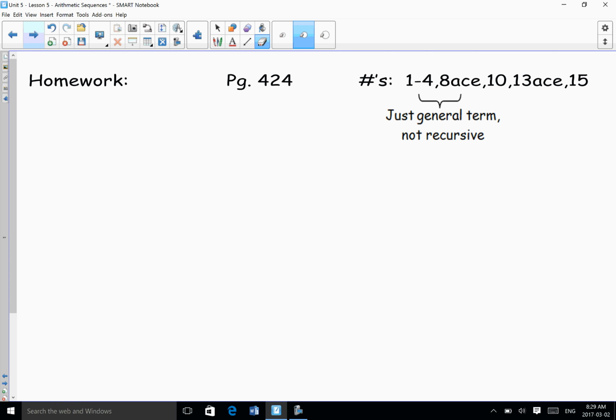Okay, that's the end of this lesson. Try the homework. In the first couple of questions, there's something about recursive. Don't worry about that. Just finding the general term, the un thing. And remember, our book uses tn instead of un, but they mean exactly the same thing.